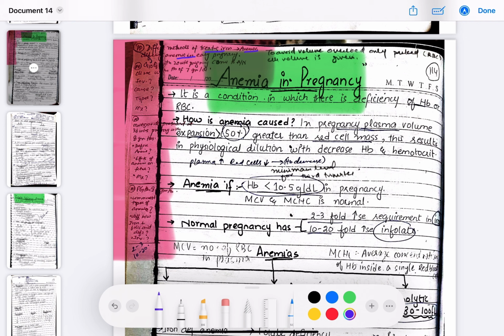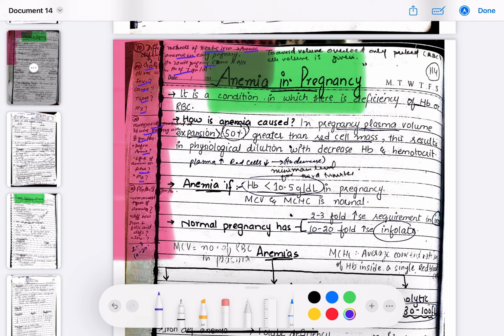Another question is that there is a G10P8 with 20 weeks pregnancy comes to antenatal clinic with HB of 7 gram per dl. The investigation, the causes, the types, and the management. Another question is that there is a multigravida presented at 36 weeks pregnancy with 8 gram HB. So define anemia. What are the effects of anemia on fetus and the management?